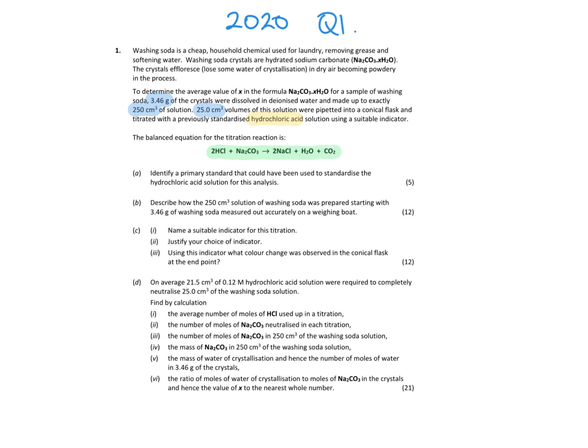So there's a little bit of information given to you at the start of the question. As you can see here, they give you a lot of information about your sodium carbonate. But we can also see that they give us some information about the hydrochloric acid, in particular that the hydrochloric acid has been previously standardised. And this is going to be important when we move further on into the question.